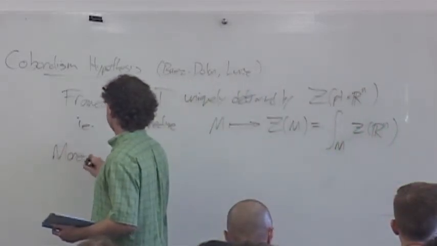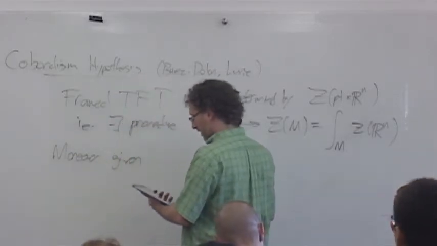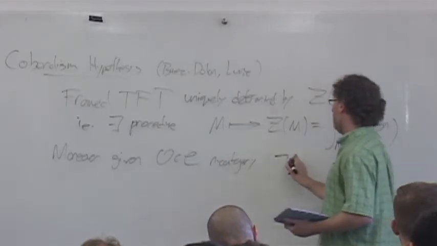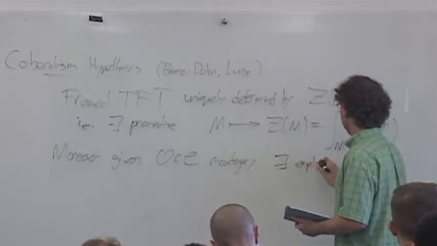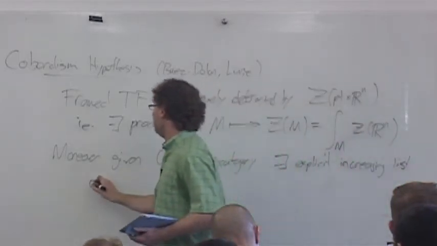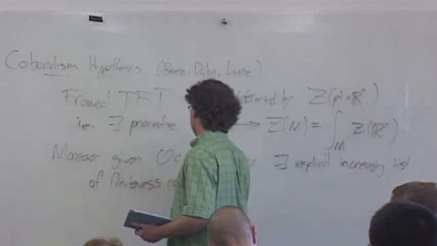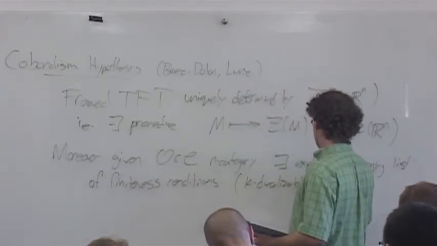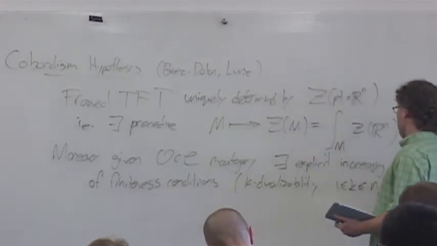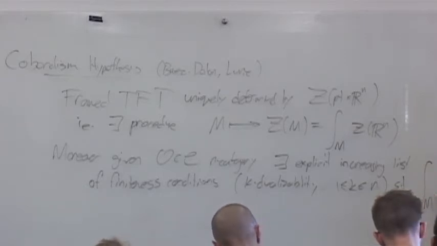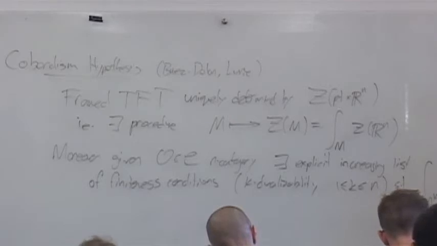Now, moreover, given an object O in C, an n-category, symmetric monoidal, I can ask, when does it work? And it says there exists a relatively explicit, increasing list of finiteness conditions called dualizability, called k-dualizability, for k being at least 1 and less than or equal to n. There exists a notion of dualizability such that the integral over M, a k-manifold, of O converges. So any manifold of dimension less than or equal to k.